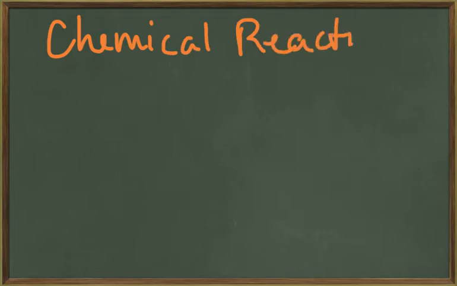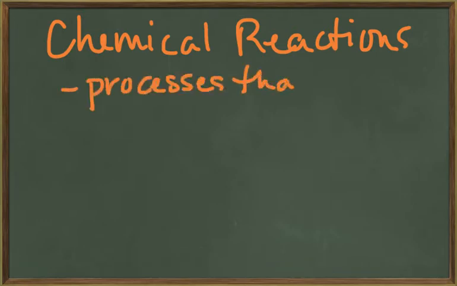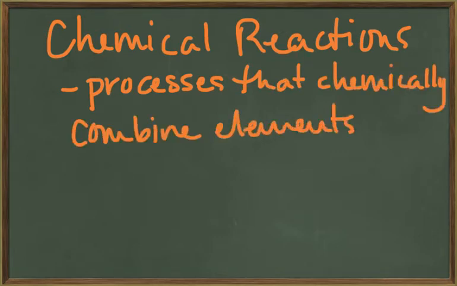So the first thing I'm going to start with, and you guys have seen these words before, we've talked about them just a little bit, are chemical reactions. Hopefully you remember chemical reactions are processes that chemically combine elements together. I'm going to talk about two major categories of chemical reactions, and I'm also going to talk about two major types of chemical reactions, and that will lead us into what we need to talk about for enzymes.